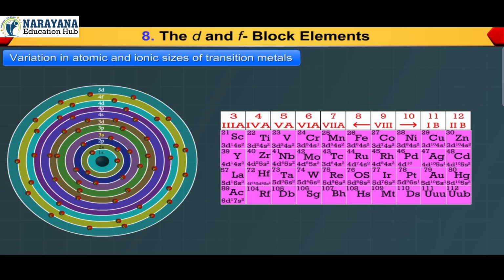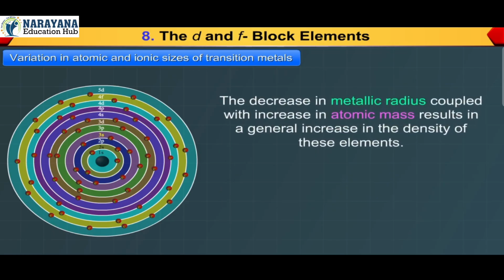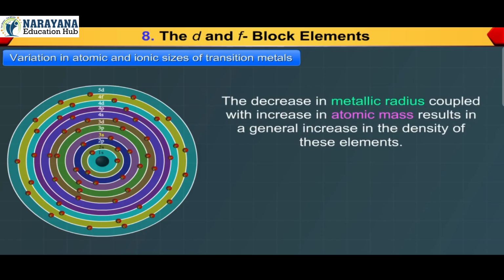The factor responsible for the lanthanoid contraction is somewhat similar to that observed in an ordinary transition series and is attributed to a similar cause, for example, the imperfect shielding of one electron by another in the same set of orbitals. However, the shielding of one 4f electron by another is less than that of one d electron by another, and as the nuclear charge increases along the series, there is a fairly regular decrease in the size of the entire 4f^n orbitals. The decrease in metallic radius coupled with increase in atomic mass results in a general increase in the density of these elements.